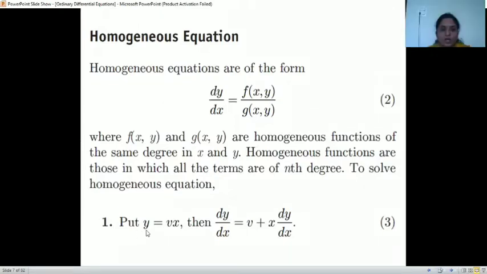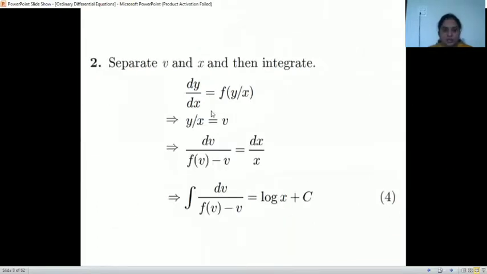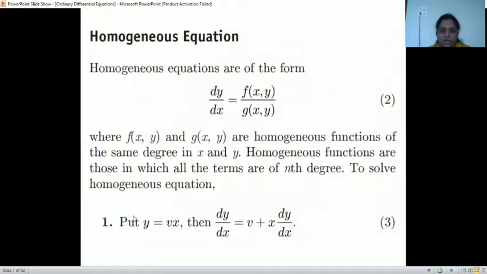Okay, thank you. Okay, how to solve a homogeneous equation? If such an equation is there where the numerator and denominator functions have the same degree, then this is called a homogeneous equation. So to solve such homogeneous equations, we have to put y is equal to Vx, where dy by dx is v plus x dv by dx. And then separating v and x and integrating, we get something like this. Need not remember this, just remember whenever there is a homogeneous equation, our substitution is y is equal to vx and dy by dx is v plus x dv by dx.